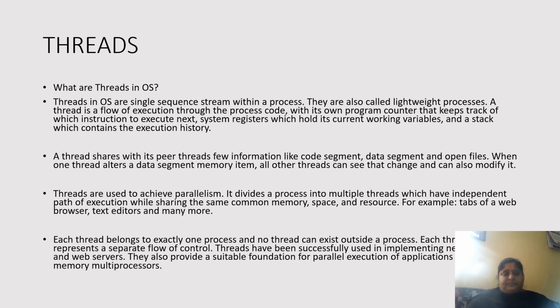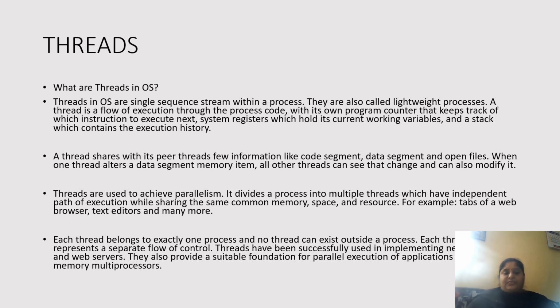The system will execute the particular process code. That's a lightweight process. A thread is a flow of execution through process code, that is, one program counter will keep track of which instruction is to be executed next. The thread shares a few pieces of information with its peer threads, like code segment, data segment, and open files. When one thread alters a data segment memory item, all the other threads can see the changes and are also able to modify it.